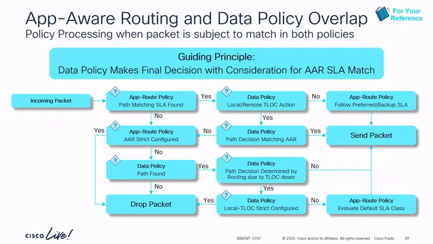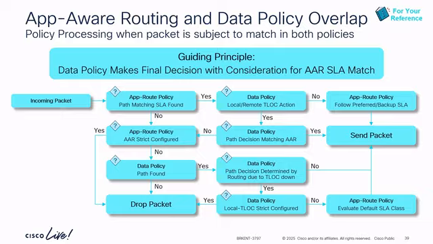Actually, it is making the behavior of policies more predictable when we have both application-aware routing policies and data policies configured together. I'm not going to read through the whole of the workflow. This is again for you during your day-to-day troubleshooting. But the most important concept which you may need to remember: data policy makes the final decision with consideration for application-aware routing policy. This is a behavior starting from 20.6, which was published long ago already.